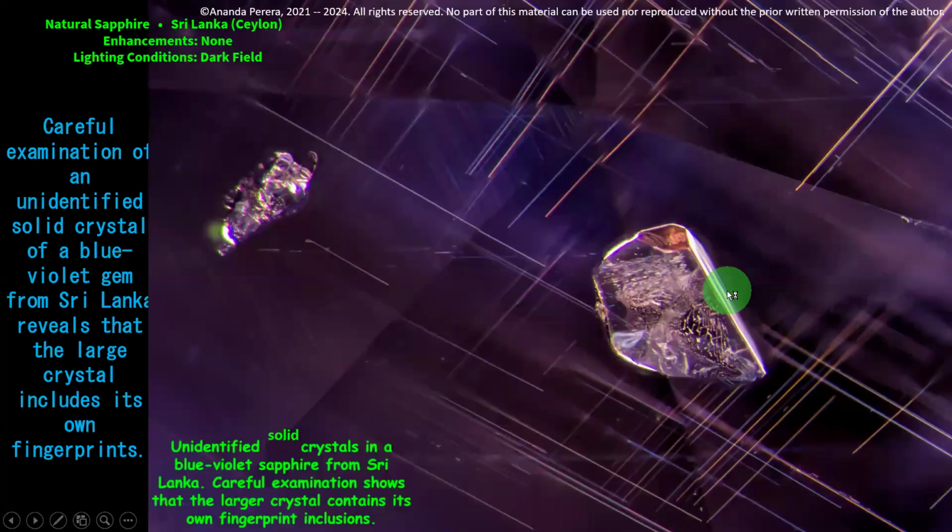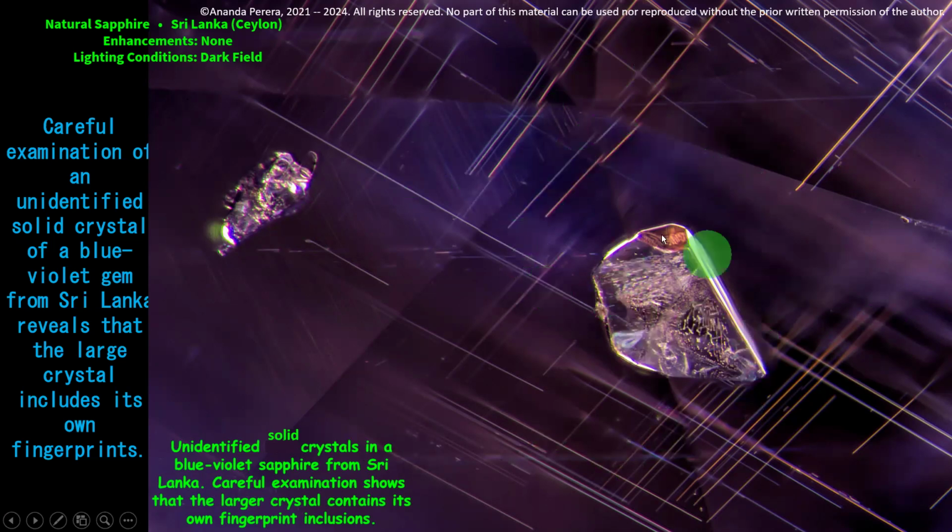Now what is this? The lighting condition here is dark field. It is Sri Lankan sapphire, untreated. Look at the needles, rutile needles also there. And look at these inclusions. Careful examination of an unidentified solid crystal. There are two solid crystals we can see here of a blue-violet gem. The gem is a blue-violet gem from Sri Lanka.